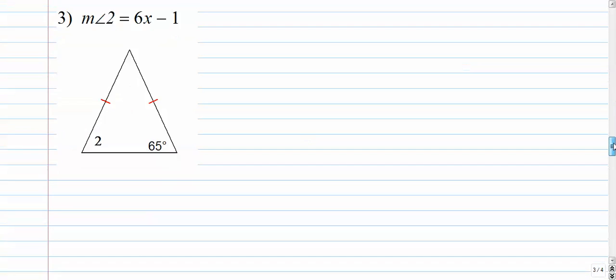Number 3. The Isosceles Triangle Theorem tells us that if we have congruent sides, then their base angles are congruent as well. So the measure of angle 2 is equal to 65 degrees. That's really simple. But it's also equal to 6x minus 1.